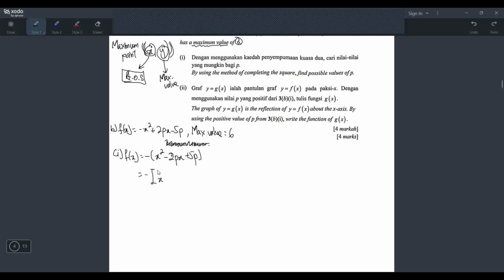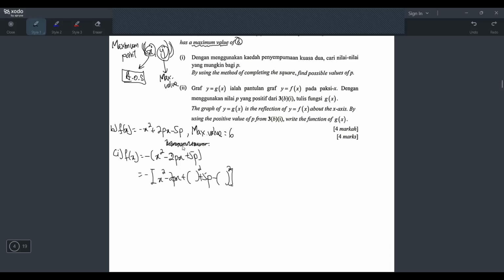Now you start doing completing the square, and remember to put the big bracket. This big bracket is very important. So big bracket, and then it will be x squared minus 2px. Leave an empty space here, plus 5p, and then leave some empty space here. Why you leave the empty space here is because you want to add a bracket squared and then minus a bracket squared. And do you remember what you write inside the small bracket?